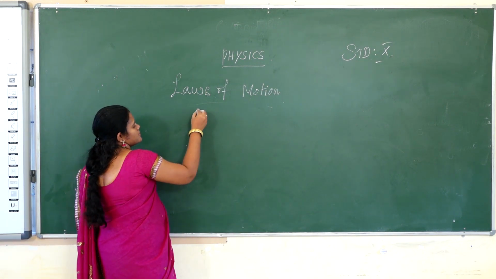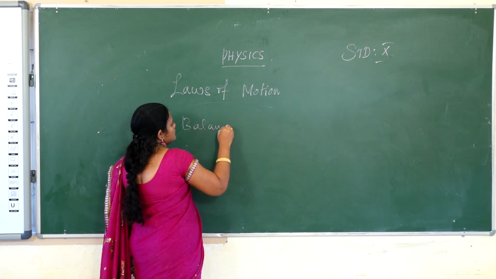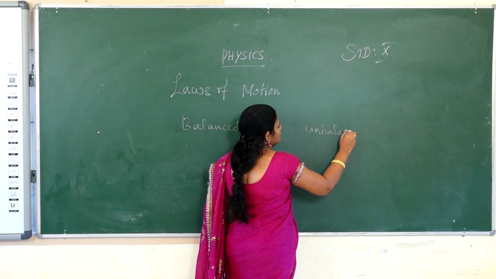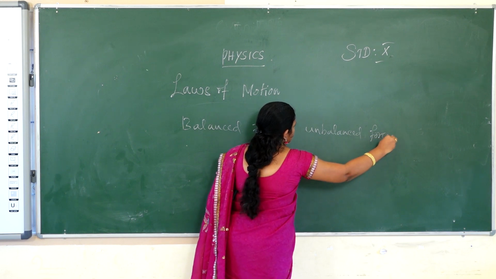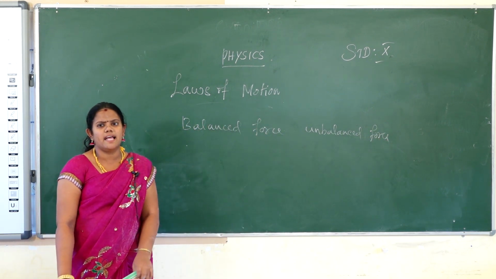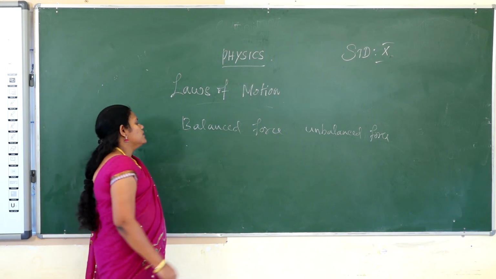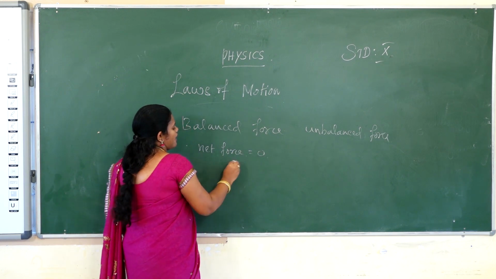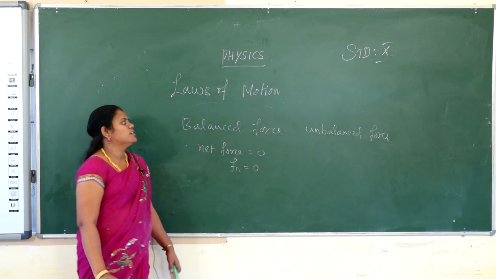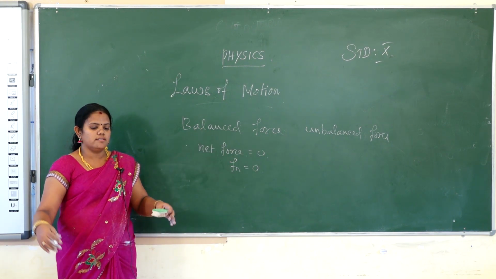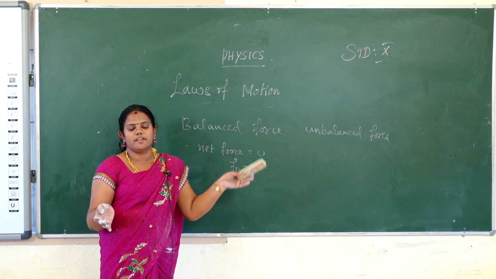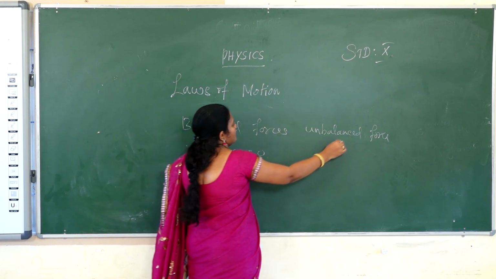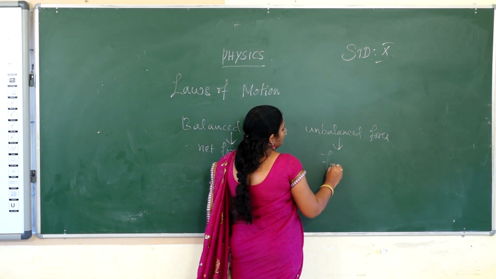Another type of force classification is balanced force and unbalanced force. What is the meaning of balanced? Balanced means net force is 0. Fn will be equal to 0, meaning the forces are balanced. One force is applied to one side, another force is applied to the other side, and the net force is 0. That is called balanced forces. Unbalanced forces mean net force is not equal to 0.